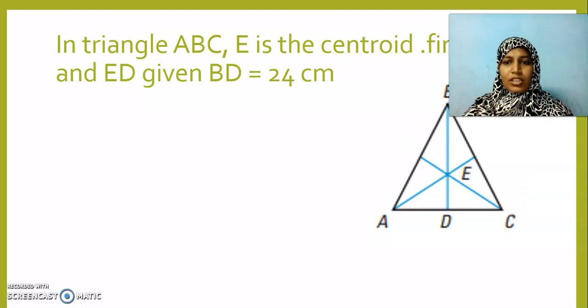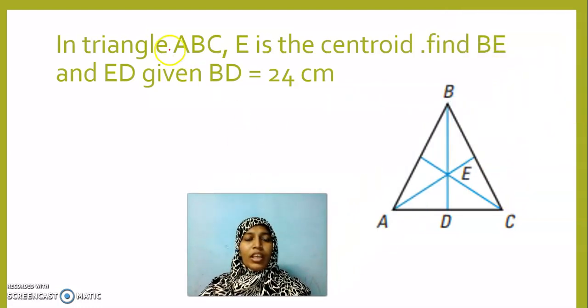Okay, the next question is, in triangle ABC, E is the centroid. They didn't say the word median here. Instead, they are using the word centroid. Where will we have centroid? Centroid will lie on the median. Only if we have median, we will have centroid. Because meeting point of median is centroid, no?